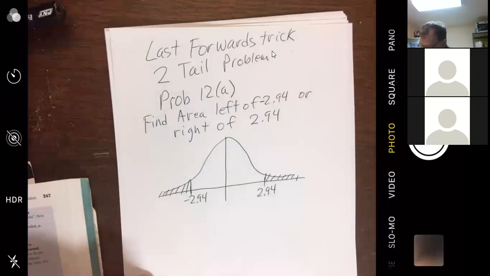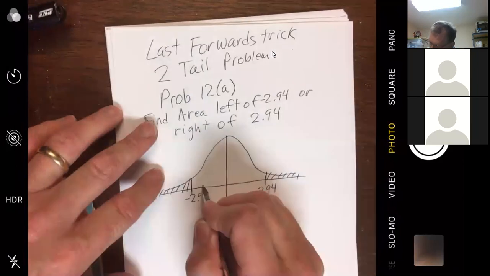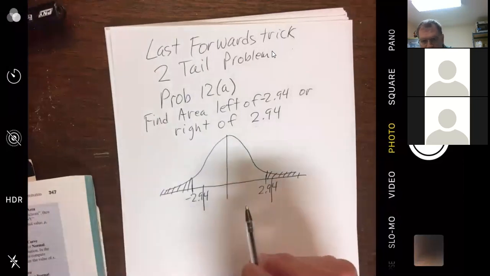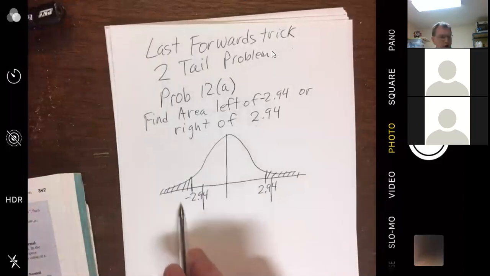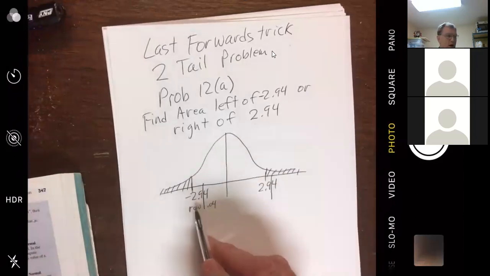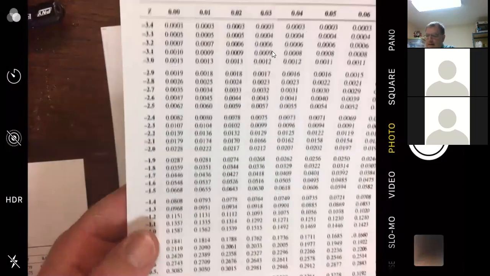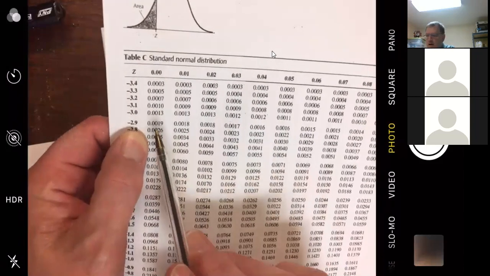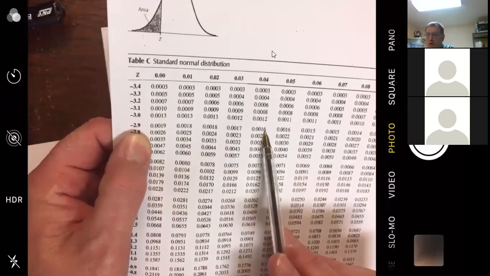You work these exactly the same way: split off your hundredths place, write down where the stuff should appear, and then you have to read the picture. So when I split off this 4, I'm looking at the negative 2.9 row and the 04 column. Can you tell it's 0.0016?